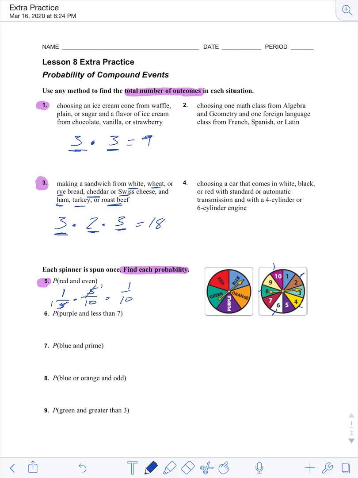If I go down to number 8, here I'm looking for the probability of blue or orange and odd. So here again, for blue and orange, I have 2 options. Again, that's over the 5 colors. Odd, that would be 1, 3, 5, 7, and 9. That would be 5 options, again, out of 10.